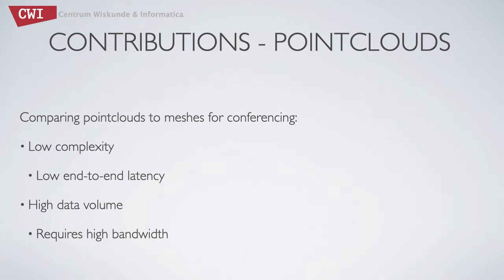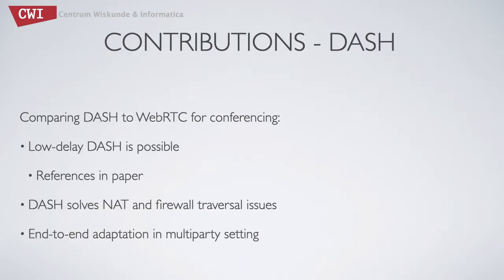The downside of point clouds is that the data volume is rather high because there is no structure in the data, so that means they require a high bandwidth. And that brings us to our second contribution, and that is that we use Dash as the transport protocol. The advantage of Dash is that it allows you to do multiple quality levels and therefore adapt easily to bandwidth variations and thereby offset the large data volume.